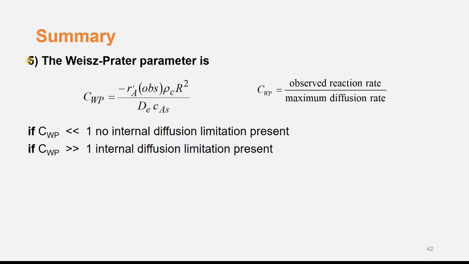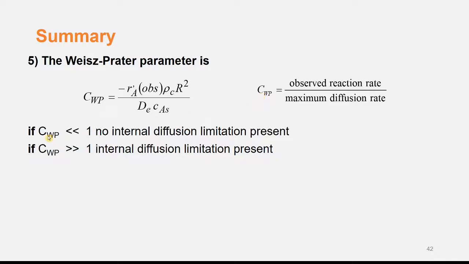Lastly, we looked at another method for analyzing the overall catalytic reaction process. The Weisz-Prater Criterion is defined as the observed reaction rate divided by the maximum diffusion rate. It has a simple form in terms of the Thiele modulus and the effectiveness factor. It is phi squared times eta.